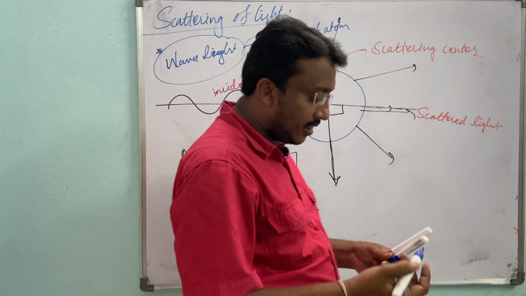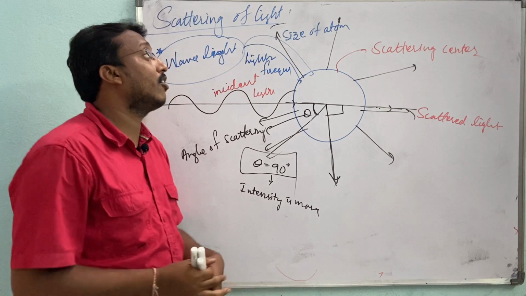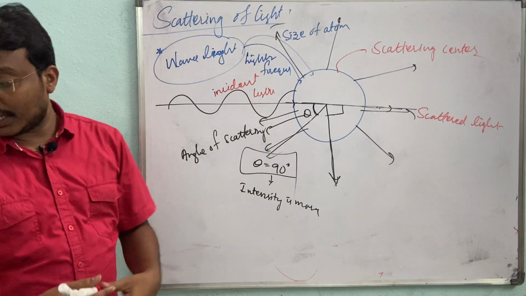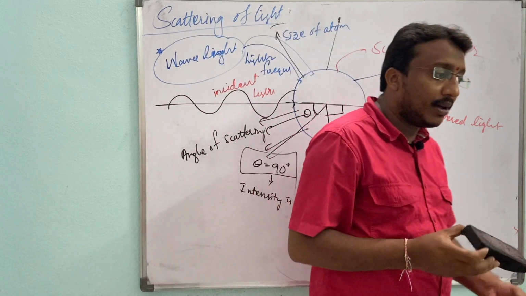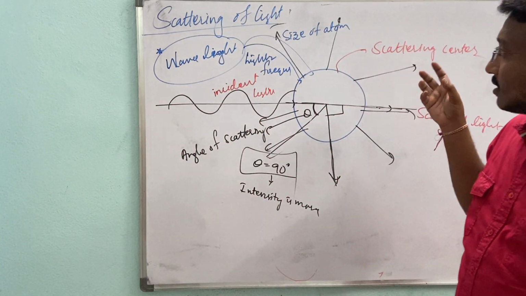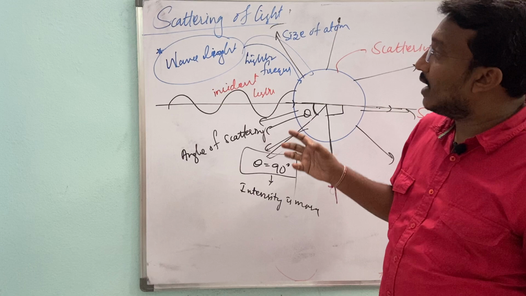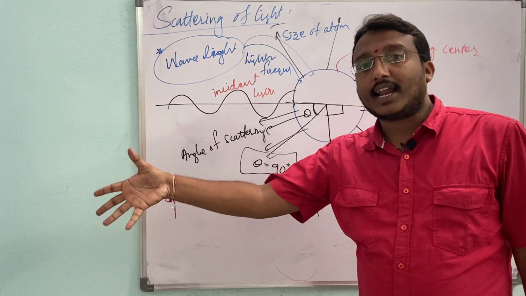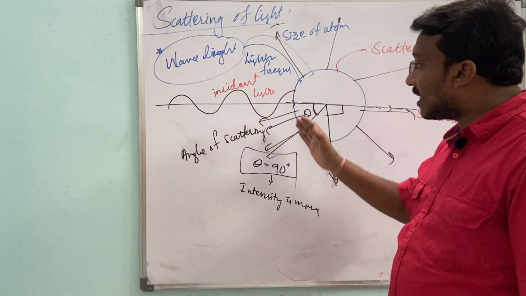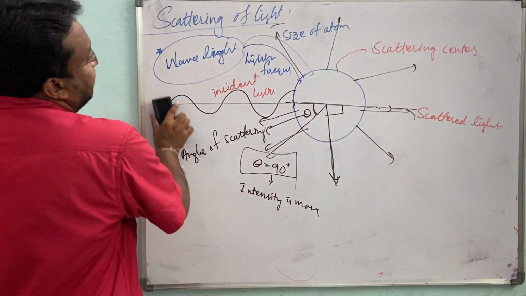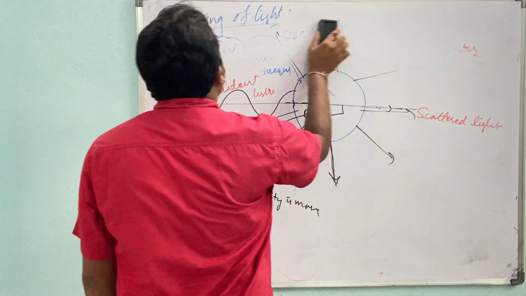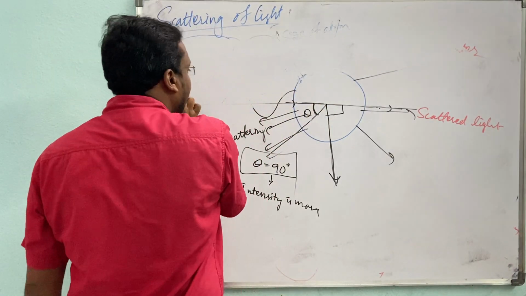If the wavelength is lower, the frequency is higher. Got it? Then this is about scattering. Here you have to remember this one thing: scattering takes place when the wavelength of a given light is comparable with the size of the atom. This is about the scattering of light. Very simple phenomenon, right?